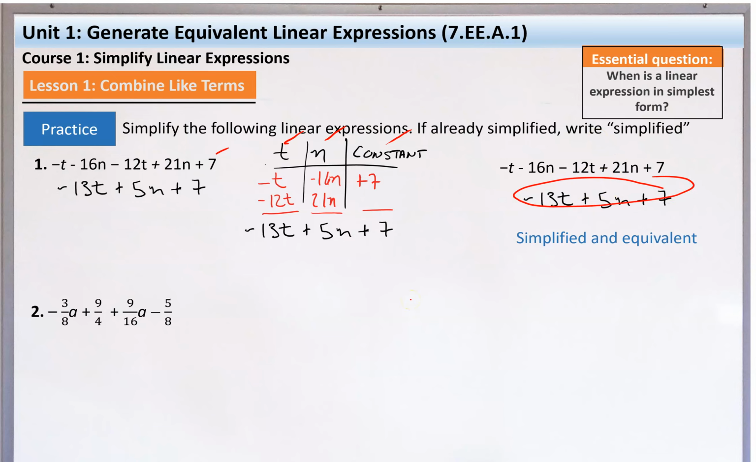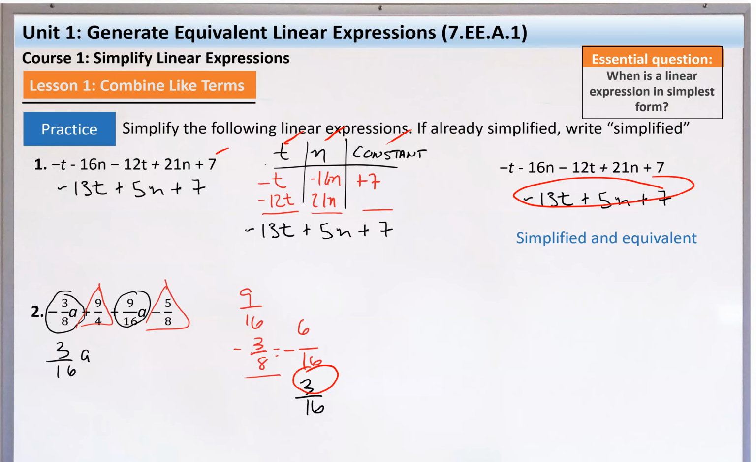Okay, the next problem. There are only 4 terms here, so I'm not going to use a chart, but I'm going to circle my like terms and put a triangle around the other like terms. So my a terms and my constants. So I'm going to combine my a terms, 9/16 a and negative 3/8 a. You need to find a common denominator, which I'm going to use 16. 9 minus 6 gives me 3. So when I combine my a terms, I get 3/16 times some number a.